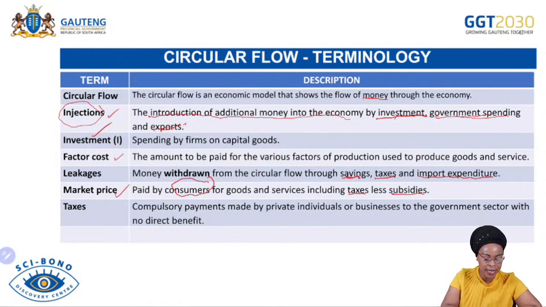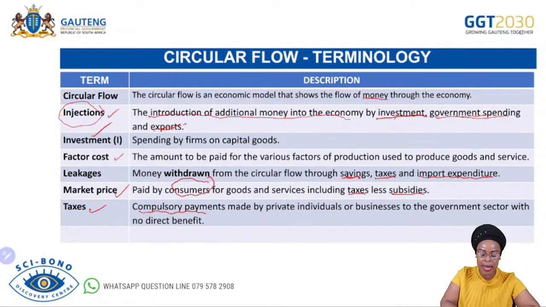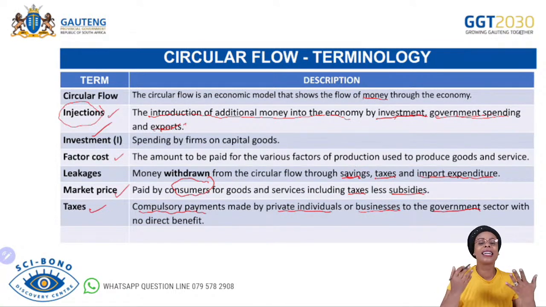We also have the term tax. Remember, in the interactions that I explained previously, I mentioned that households pay tax to the government, businesses pay tax to the government. What is a tax? This is a compulsory payment because we must pay it. It's not voluntary. So it's a compulsory payment made by either private individuals, who are the households or consumers, or it must be paid by the businesses. Where do they pay? They pay it to the government sector with no direct benefit.